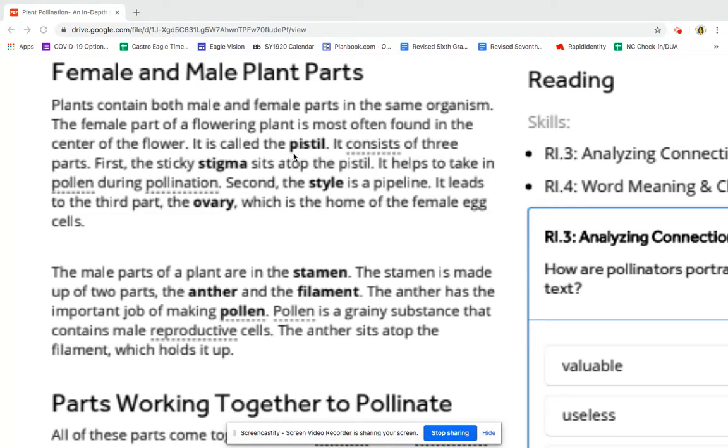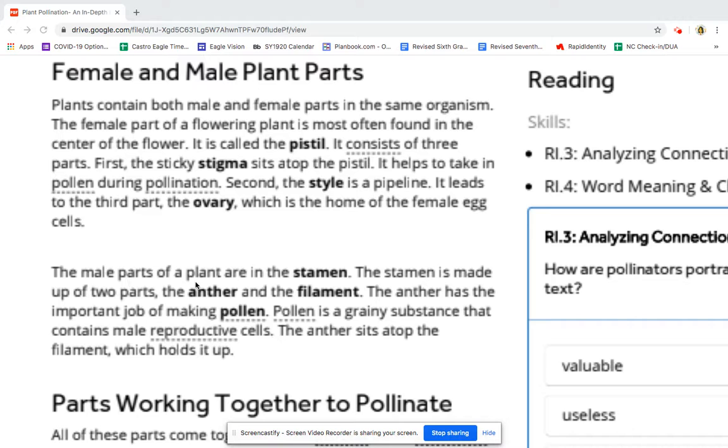It is called the pistil. It consists of three parts. First, the sticky stigma sits atop the pistil. It helps to take in pollen during pollination. Second, the style is a pipeline. It leads to the third part, the ovary, which is the home of the female egg cells.